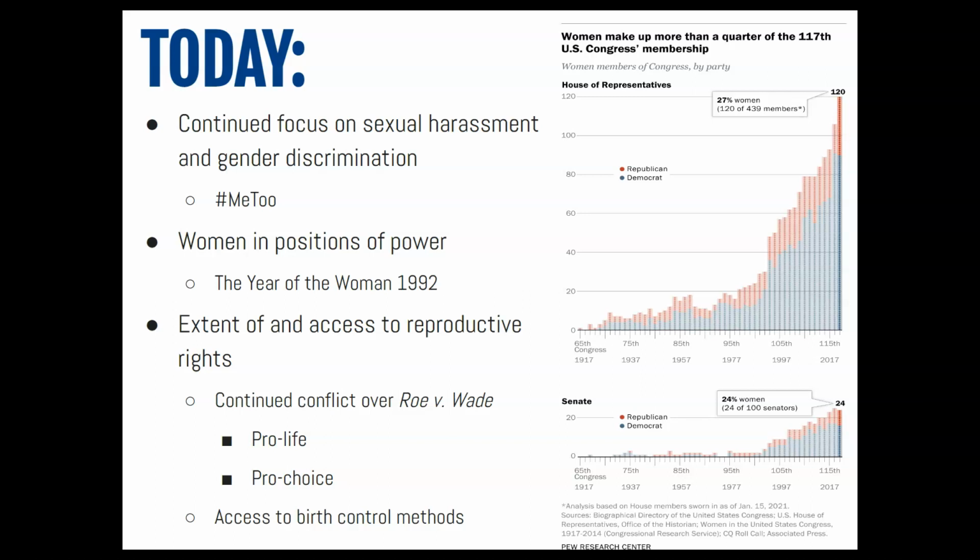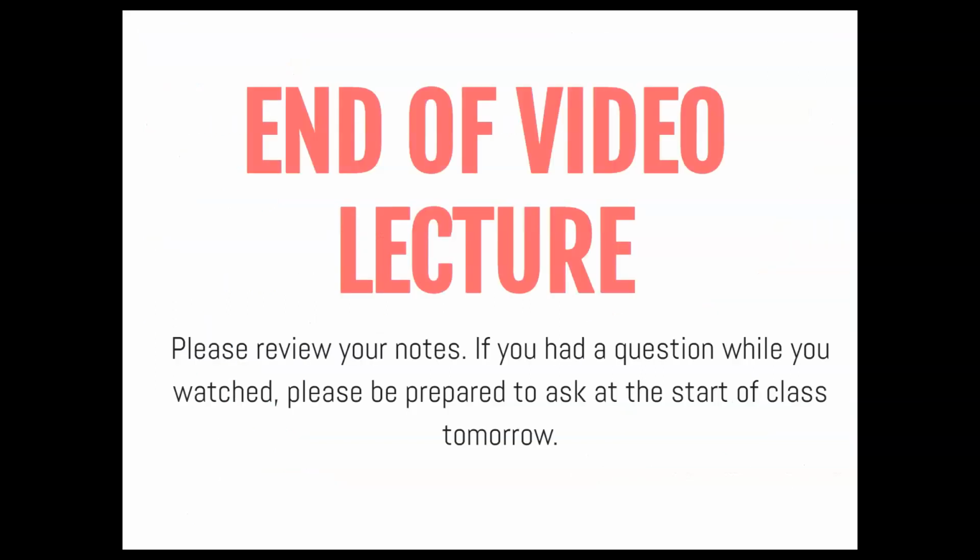We're still in the debate of the extent of and access to reproductive rights. Roe v. Wade is still a very polarizing case. This tug of war and debate between those who are pro-life and pro-choice, the Supreme Court overturning Roe v. Wade, now passing that question off to the states, and even questions surrounding access to birth control methods and other things like that. So there are still unsettled debates and unsettled questions on the road to women's rights.